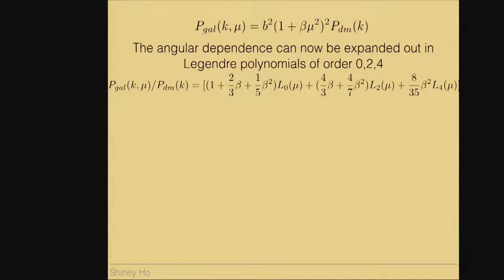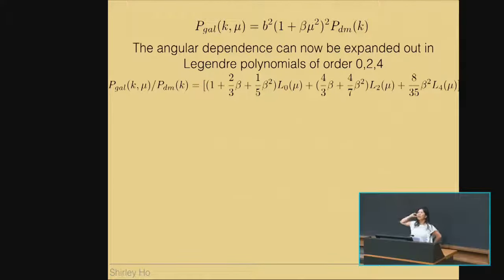So people expand it out, and you can actually write the differences between the two, the ratios, as a function of the zeroth, second, and fourth moments of Lagrange polynomials. Okay? May I ask who knows why we only consider the even moments of Lagrange polynomials here?